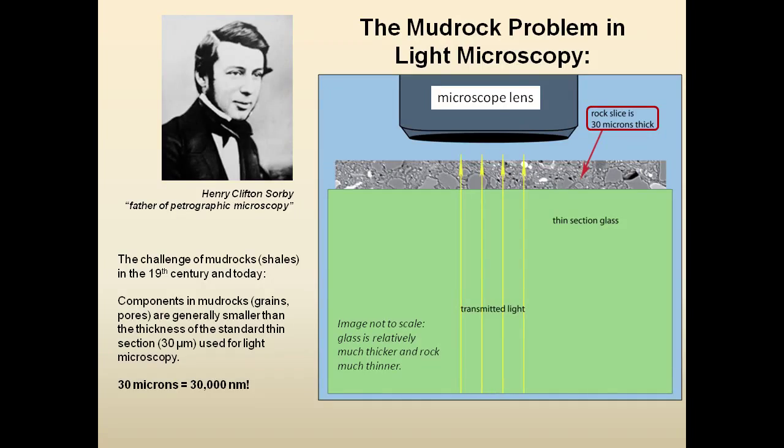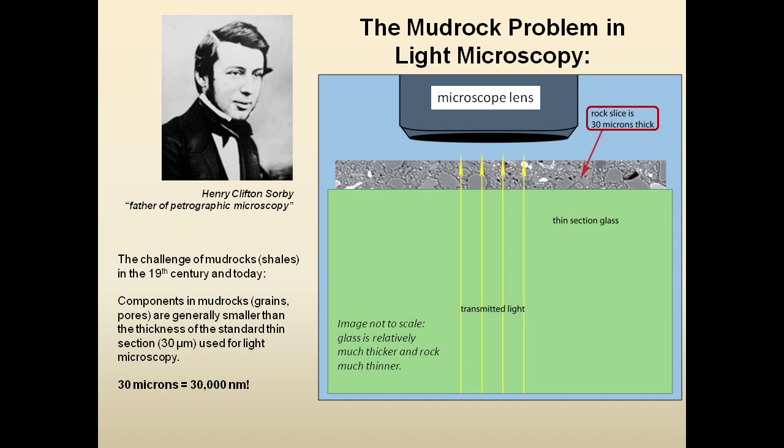Here's the problem with assessing mudrocks, and this is a problem Henry Clifton Sorby had. They really are fine-grained. This is an actual 30-micron slice I've taken out of a backscatter image. And so imagine you're taking transmitted light and passing the light through this material and looking at it with a light microscope. The light passes through many, many little crystals, and by the time it arrives at your eye, it's carrying a very confusing mass of information. And this puts fundamental limitations on how we can use light microscopy.